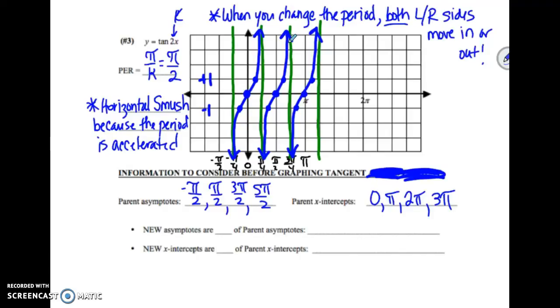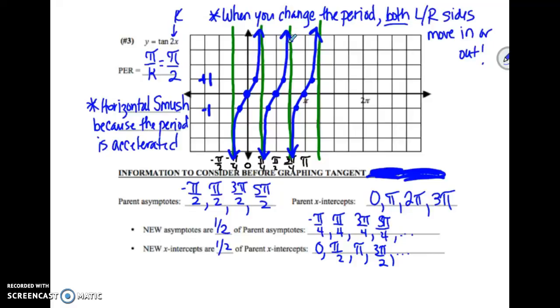The new asymptotes are half of the parent asymptotes. This is for the graph that we just made. Our new asymptotes are half of our parent asymptotes. So that's where we got that negative pi over 4, positive pi over 4, 3 pi over 4, 5 pi over 4, etc., etc. And our new x-intercepts are half of our parent x-intercepts. So that's how we got 0, pi over 2, pi, 3 pi over 2, etc., etc., etc.